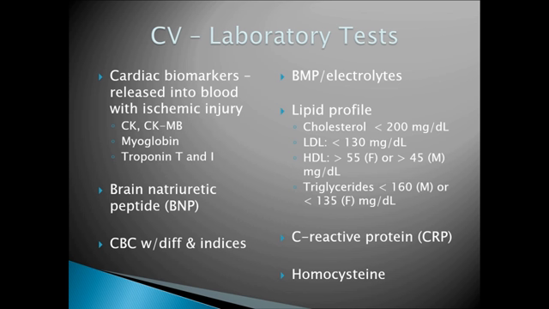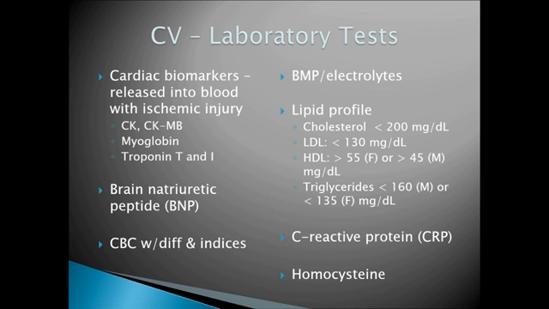Now, your brain natriuretic peptide, or your BNP, this is something that we use to kind of evaluate fluid status, and if it's elevated, it's indicative of heart failure. We can do a CBC with differential and indices. In this case, we're mainly looking at cardiovascular. We're looking at the RBCs, the H&H, the ability to carry the oxygen to circulate.